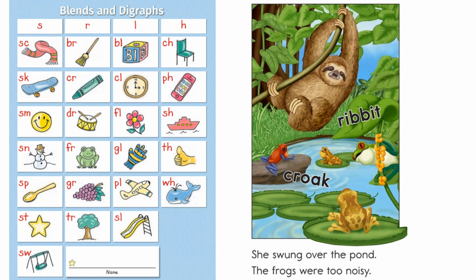Let's check the picture first. Croak, like crayon. Croak. She swung over the pond. The frogs were too noisy. Hey, our chart even has a frog. Frog.